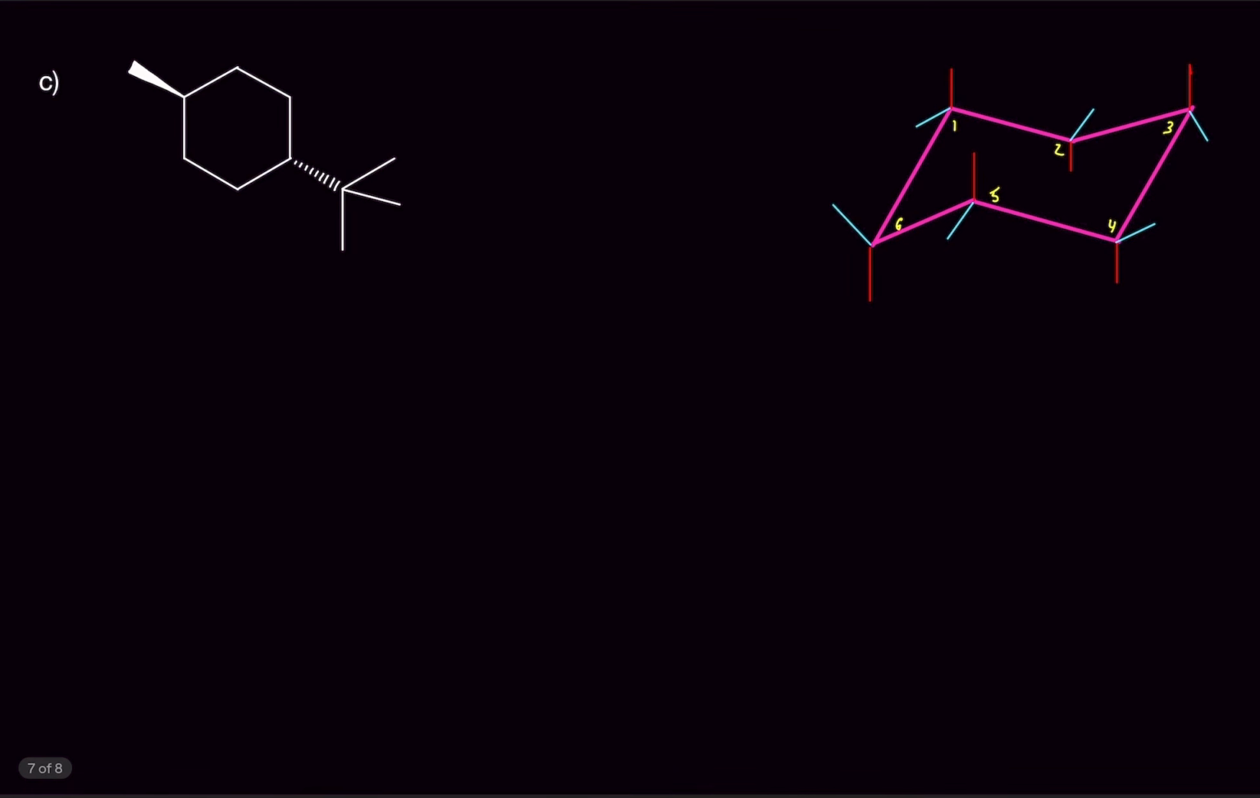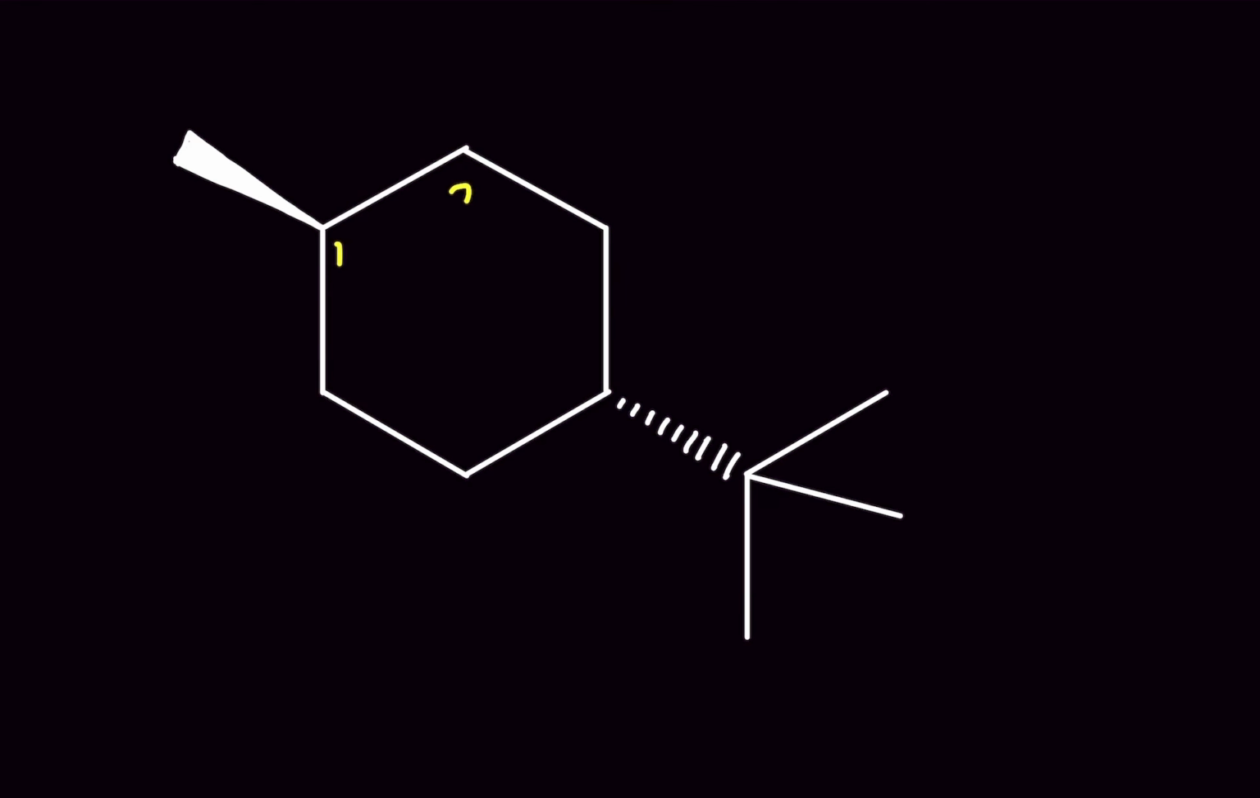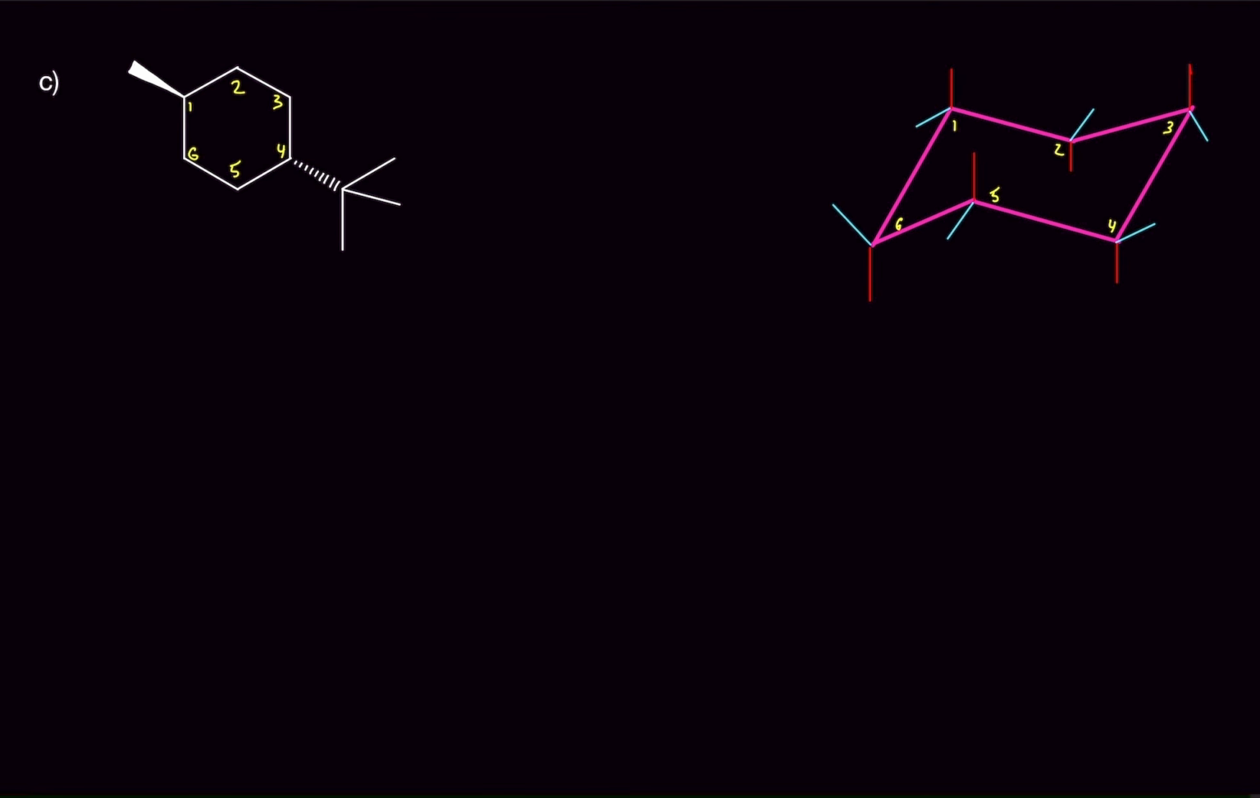Let's do C. C, okay. So let's number our carbon. 1, 2, 3, 4, 5, 6. So let's draw a chair conformation. V, like this, like that, oops, like that, and like that. Okay. Let's number our carbons.